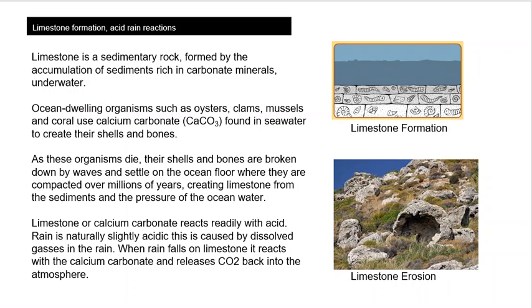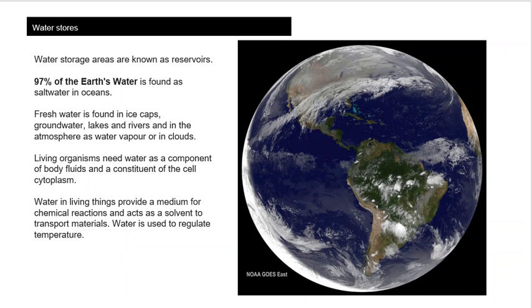So that's the carbon cycle, and that's how carbon cycles through the environment. So now what we're going to do is look at how water moves, so H2O, how that moves around in the environment. First, we looked at the carbon stores, so now we're going to look at water stores. Water storage areas are known as reservoirs, so they are places where there's lots of water.